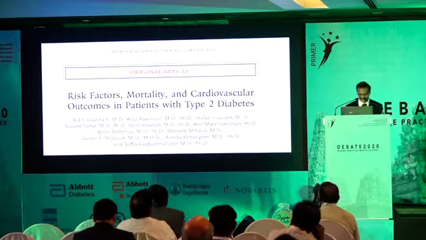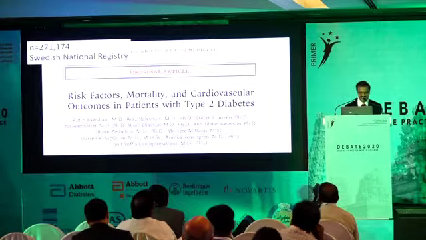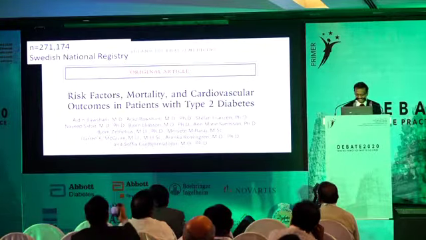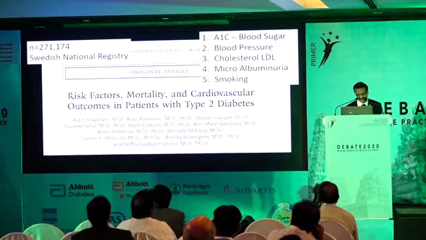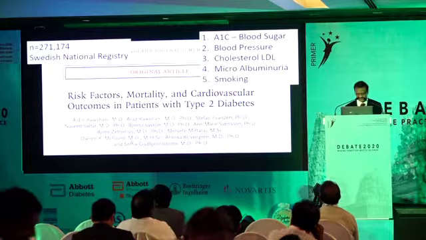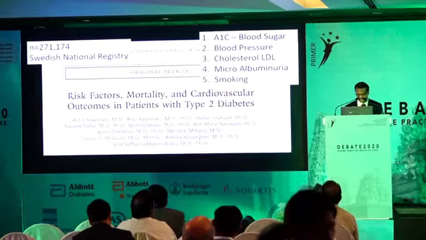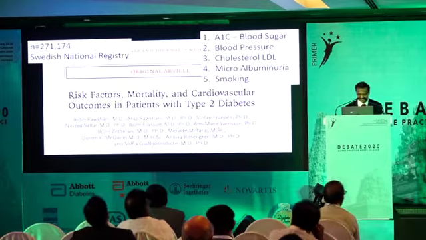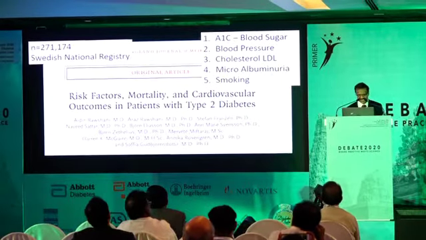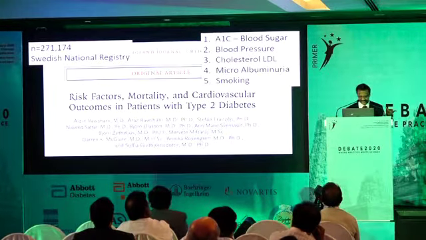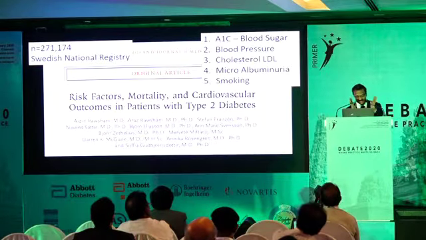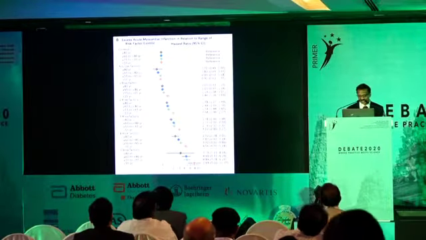This data came about a year back in NEJM from Sweden, which has 271,000 diabetic patients from the Swedish National Registry. A fascinating data, perhaps every one of you would have gone through. Let's revise that. They looked at 5 clear risk factors, the A, B, C of diabetes. A1C, blood sugar, B for blood pressure, C for LDL cholesterol. And to that, they added microalbuminuria and smoking. So A1C, blood pressure, lipids, microalbumin, smoking. And they tried to see what impact these 5 risk factors had on cardiovascular outcome.